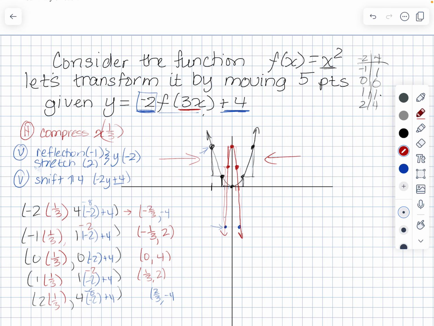So that's putting the whole function, f of x equals x squared, just a quadratic, through the transformations by moving a couple points. So hopefully soon we can just look at a parent function and move all of its points pretty quickly if we practice moving just a couple points.